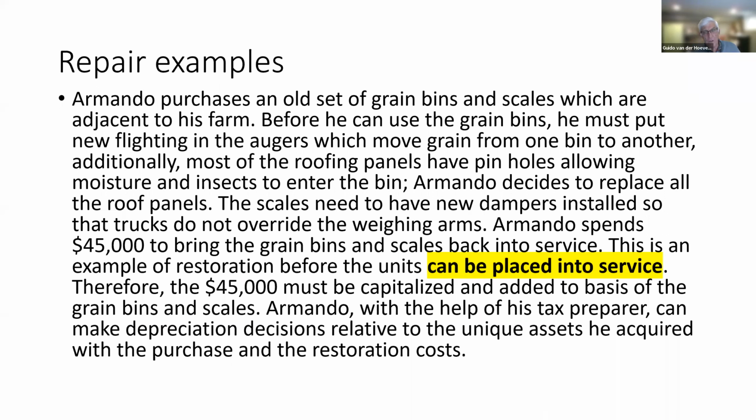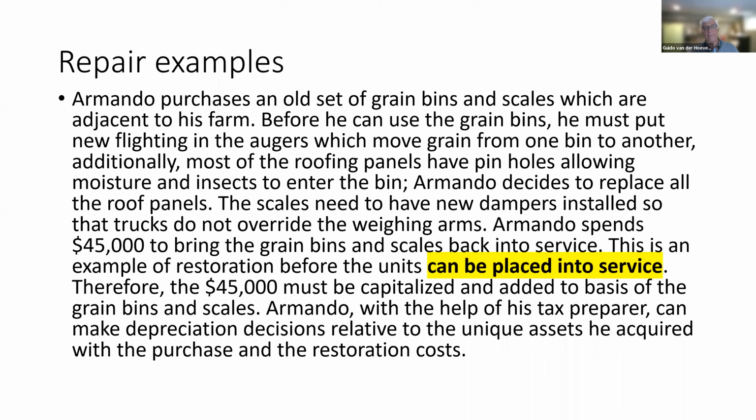Here's another example that we need to think about a little bit. Armando purchases an old set of grain bins and scales. Now, these are adjacent to his farm, but he has to do some repairs. He's got to put new flighting in the augers. He's got to put new dampers on the scales so that trucks won't override the weighing arms. And he's going to spend a total of $45,000 to bring these bins and scales back into service.